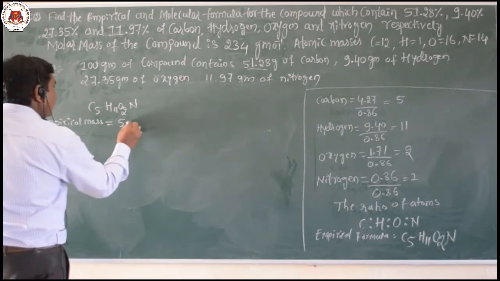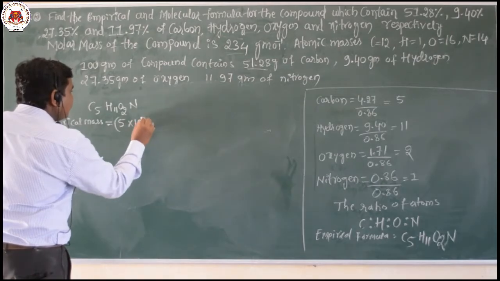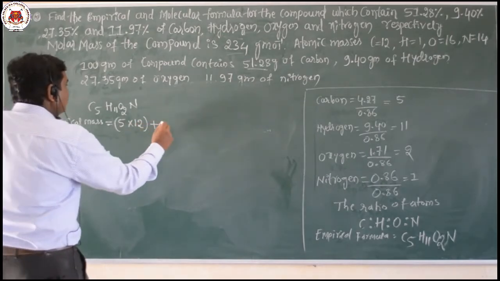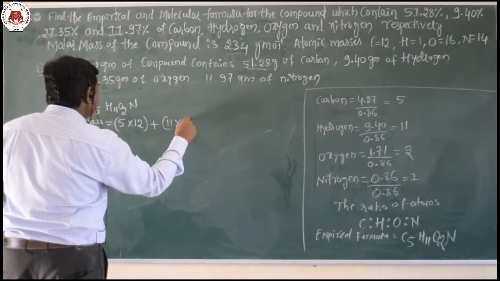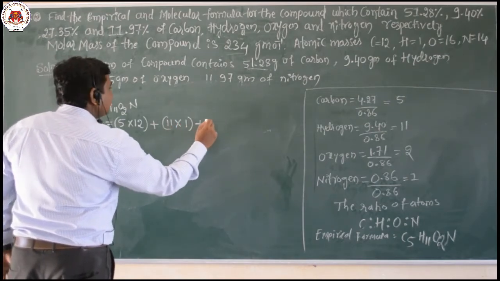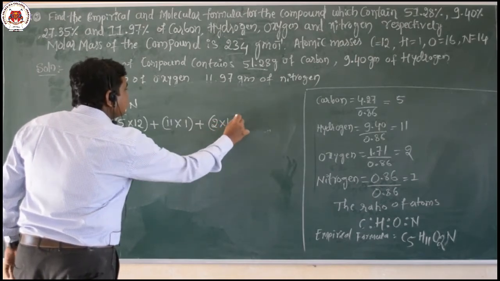Then the atomic mass of this: carbon is 12, plus hydrogen, number of atoms 11, the atomic mass of hydrogen is 1, plus oxygen atoms, that is 2 into atomic mass of oxygen, which is 16.